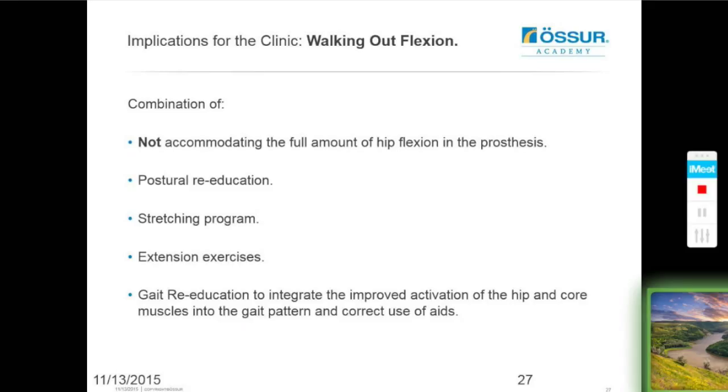So the implications for all of these terms of flexion above the prosthesis are, in the clinic, can we actually walk flexion out of a flexed joint? Yes, we can, is the answer, but it needs attack from both sides. It needs an attack from the prosthetist in not accommodating the full amount of hip flexion in the prosthesis. So we might be looking at leaving, say, the last 5 degrees out of the prosthesis, and then the physiotherapist will introduce a program of postural re-education, stretching program, extension exercises, and gait re-education to integrate the improved activation of the hip and core muscles into the gait pattern and the correct use of aids when the amputee is walking.